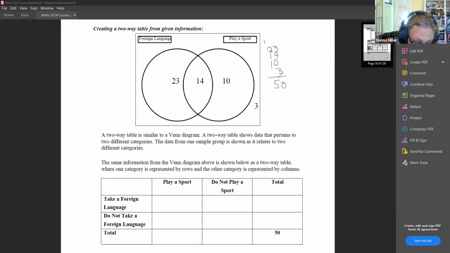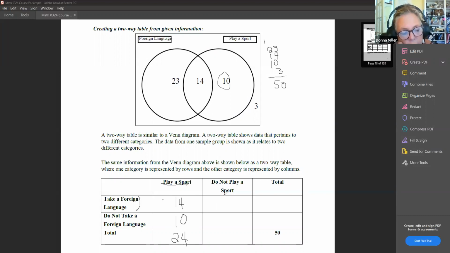Now we're going to see what we can do and how we can interpret this table. To fill in the numbers, for the first box here, I have to read the corresponding column and row: the number who play a sport and take a foreign language. How many people play a sport and take a foreign language? That would be 14. The next column: how many play a sport but do not take a foreign language? Play a sport only. That would be this 10 here. Add those up to get the total.